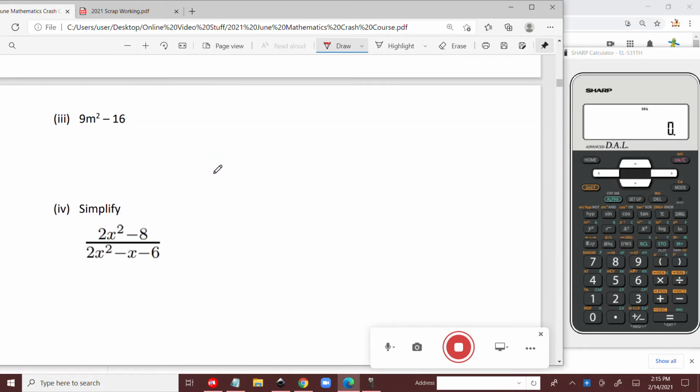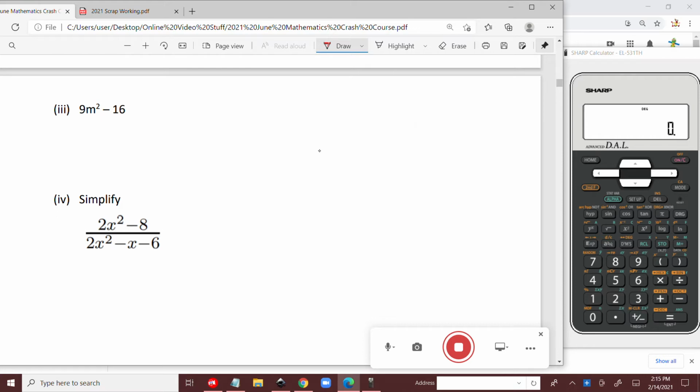Next one, part 3. This is a difference between 2 squares. You know it from a mile away, right? How do you know it from a mile away? It has a squared minus b squared. A pattern. Whenever you see this pattern, you put a and b in each bracket, put a positive in one and a minus in the other one. But for this formula to work, this entire item must be squared, this entire item must be squared, and you must have a minus in the middle.